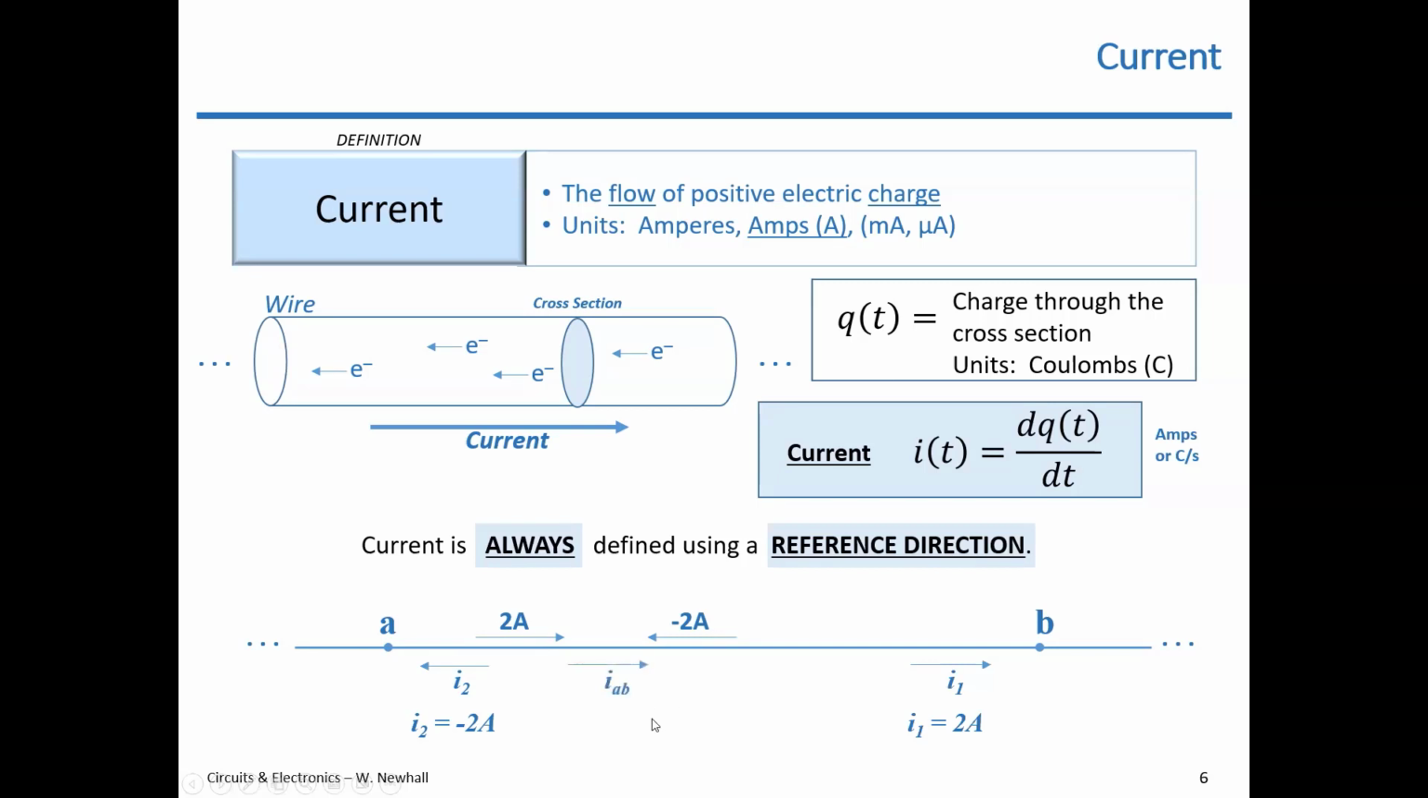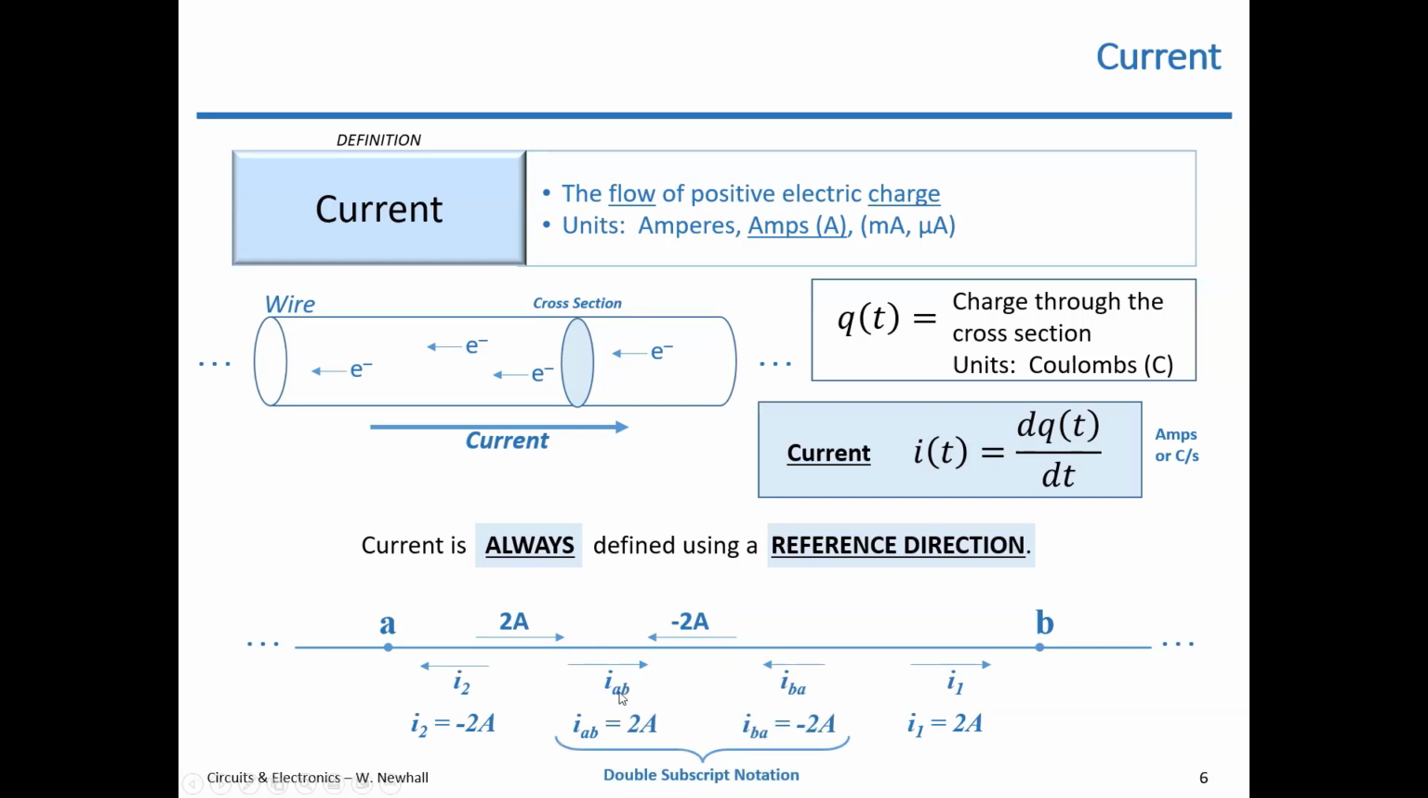We can define current using what's called double subscript notation. So here's I with a subscript AB. So here's IAB. IAB would be 2 amps because the reference direction for IAB matches the quantity with the same reference direction. Here's IBA. IBA is -2 amps. And so here's the decoder ring.